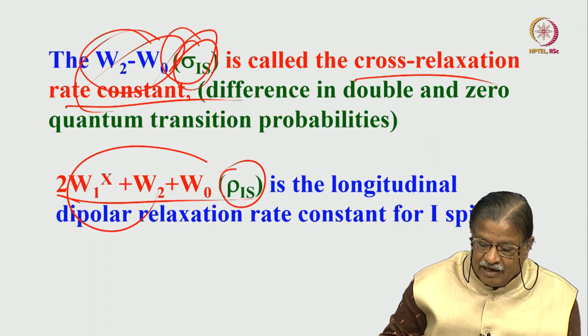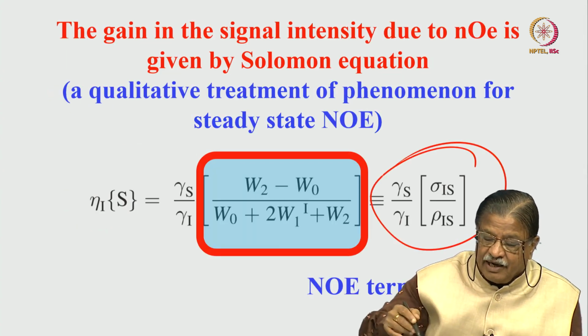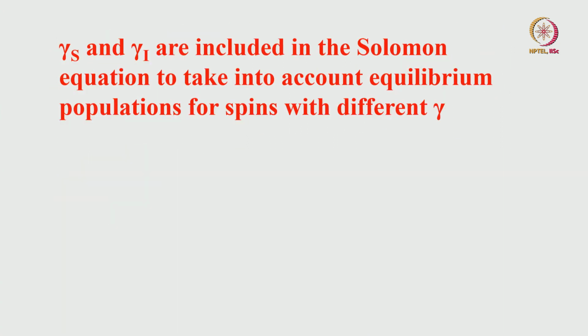This is summarized and put as a factor like this: gamma S over gamma I into sigma IS over rho I. This is the factor. Why did we introduce gamma? What was the need? Remember, if it is a homonuclear spin, we don't need to worry, gamma is identical. But we can also get NOE between heteronuclear spins, in which case the populations are different.